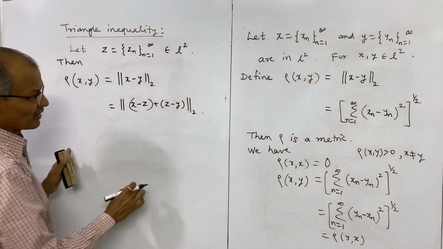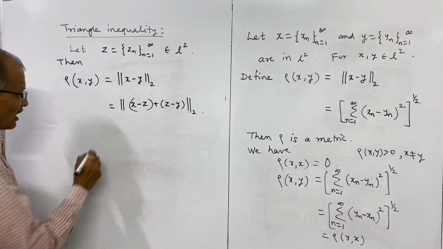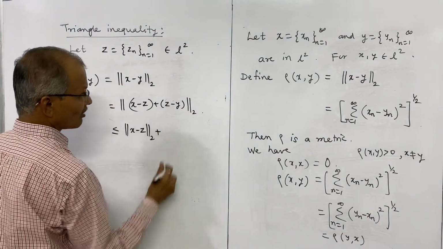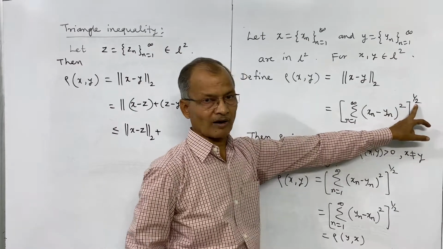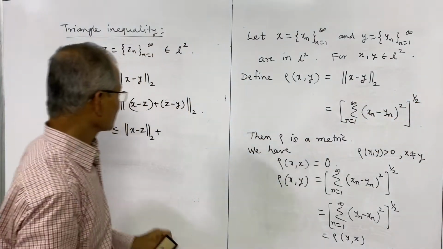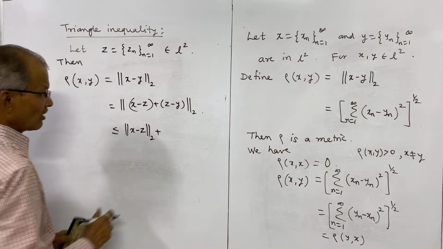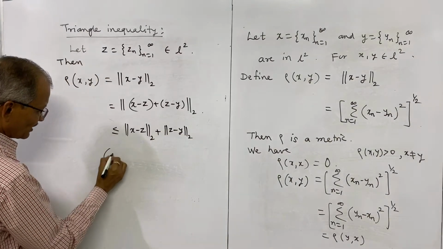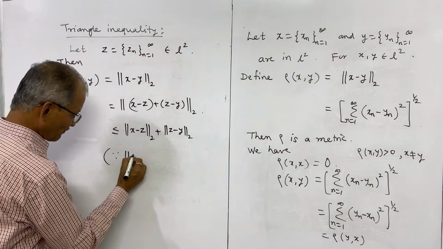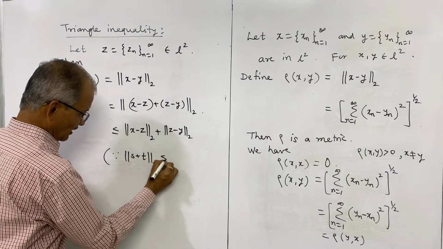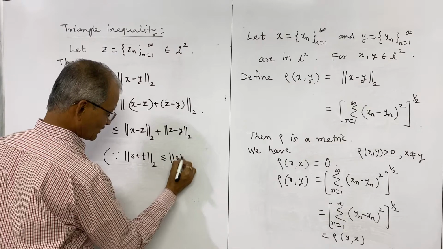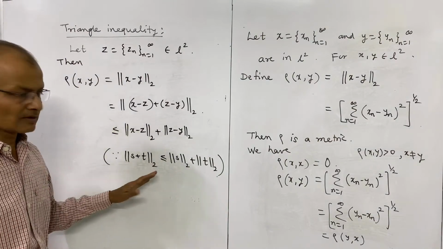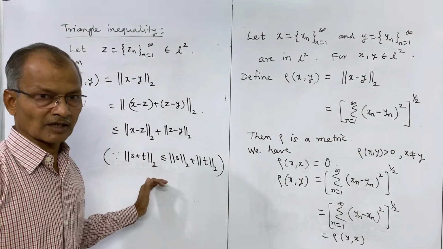Norm of s plus t is less than or equal to norm of s plus norm of t, and therefore this is less than or equal to norm of x minus z, the second norm, because the power is half here, square and then half power, so the notation is second norm, plus norm of z minus y. And here the property of norm used is norm of s plus t is less than or equal to norm s plus norm t. This property is proved in the earlier chapter, infinite series. You may refer to it.